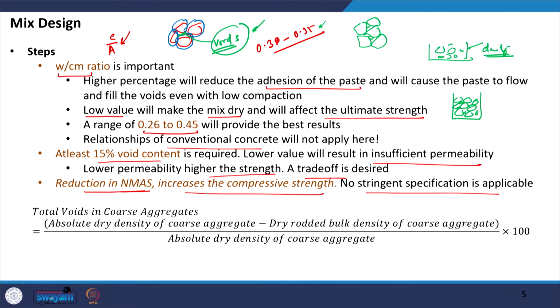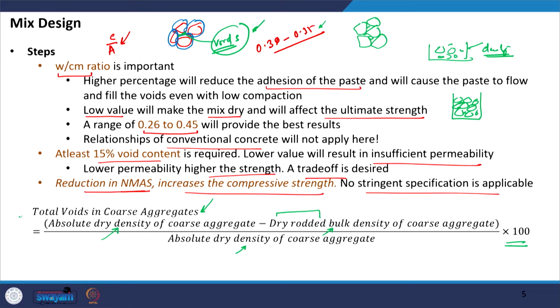So, here how do we calculate the total voids in coarse aggregate? We can use this simple formula where we say that the total voids is equal to the absolute dry density of the coarse aggregate minus the dry rodded bulk density of the coarse aggregate. However, the specification does not specifically mention that how this dry rodded bulk density should be evaluated in the laboratory, divided by the absolute dry density into 100. So, there is also an ASTM code that also gives a method to calculate the amount of voids in the pervious concrete. We will talk about that.